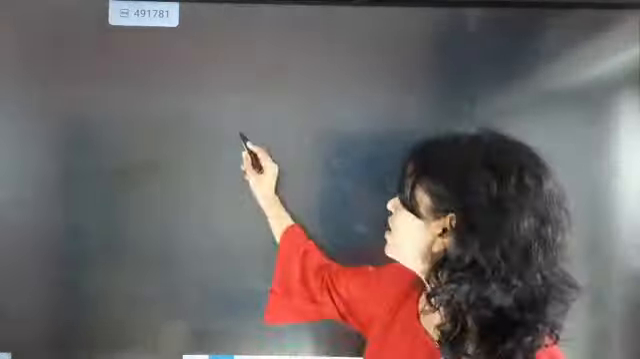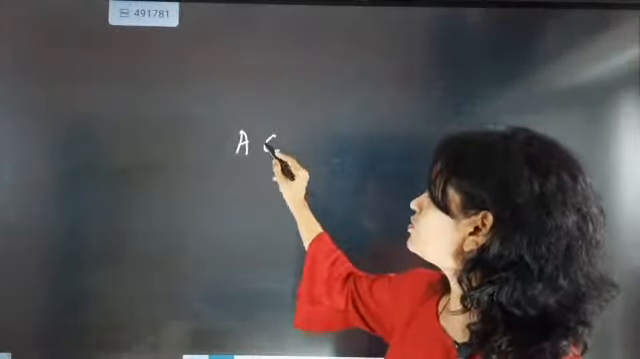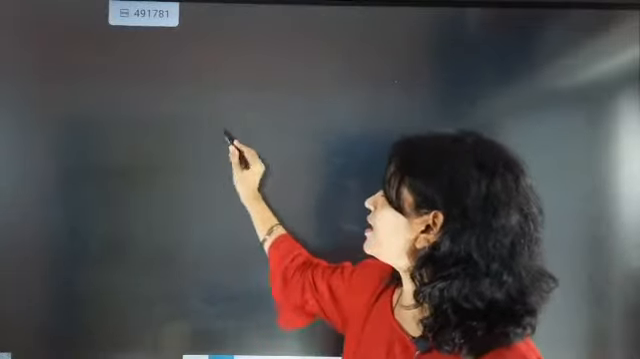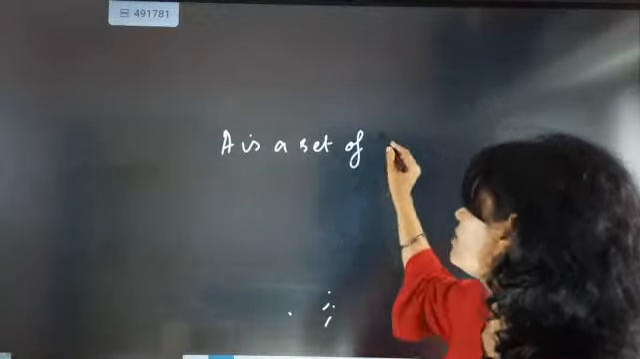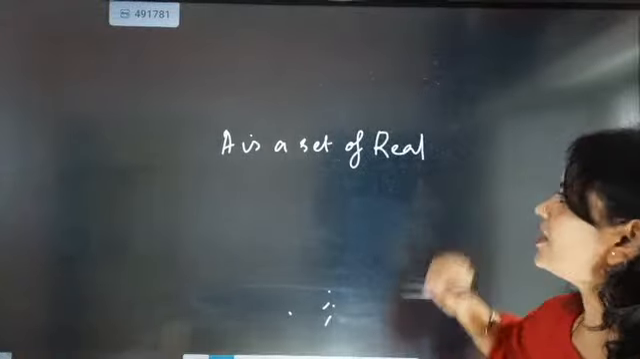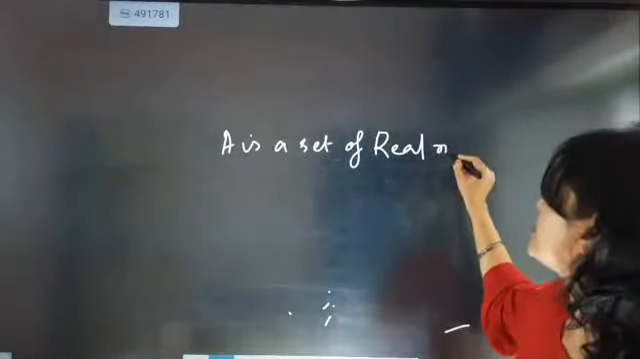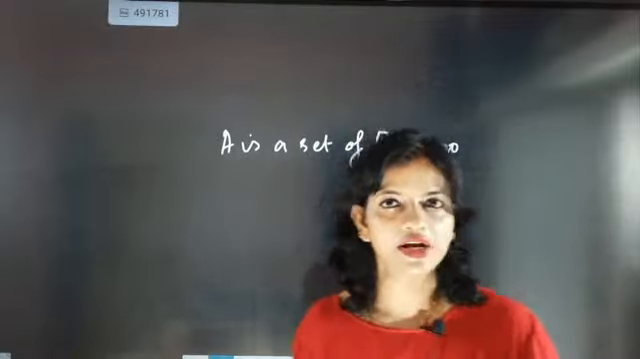Then, just like one simple example I am giving you, A belongs to the set of all real numbers. A is a set of real numbers. Just check this one out, beta. A is a set of real numbers.